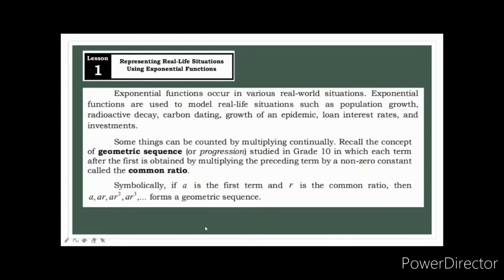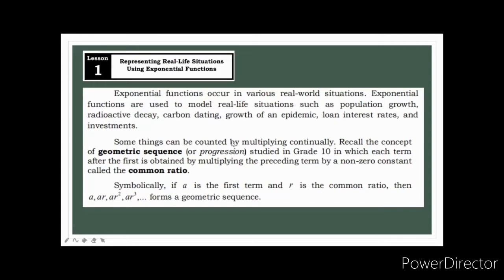Let us start in Lesson 1, representing real-life situations using exponential functions. Please open your Module 5 on page 8. Exponential functions occur in various real-world situations. Exponential functions are used to model real-life situations such as population growth, radioactive decay, carbon dating, growth of an epidemic, loan interest rates, and investments.